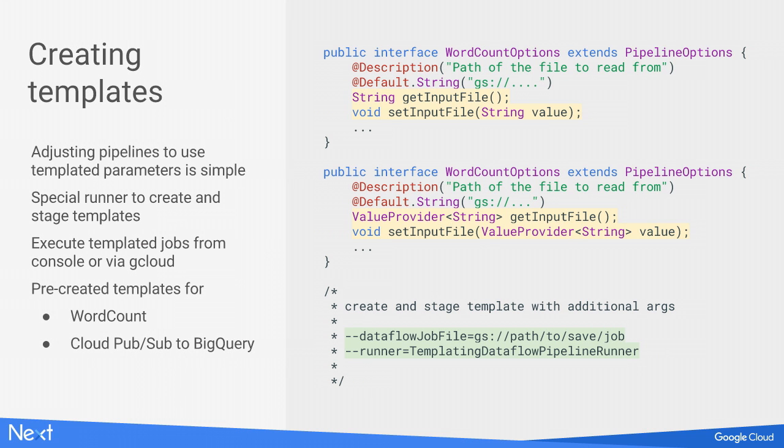On the template front, we have a couple of baked examples in the docs, like word count and Cloud Pub/Sub to BigQuery. Word count is certainly the hello world of Apache Beam or Dataflow, but Cloud Pub/Sub to BigQuery is actually a very common thing. We see people want to take streaming pipelines and go straight to BigQuery with just a little bit of transformation, and so that's an easy one that you can try out as well.